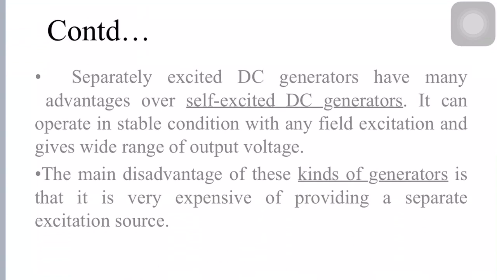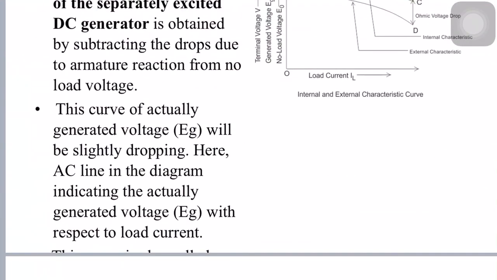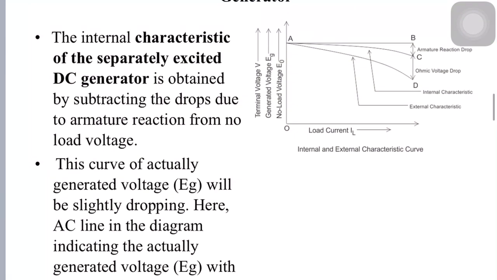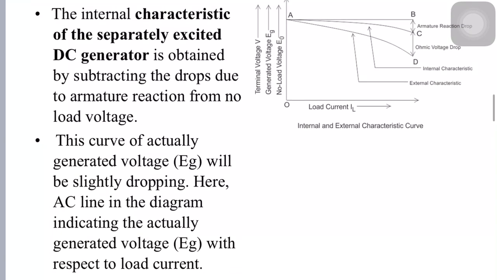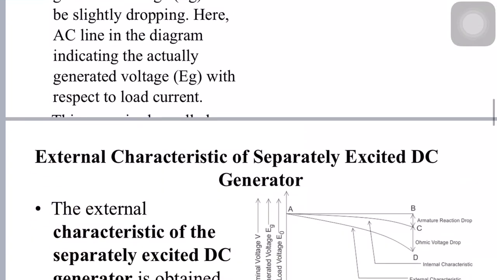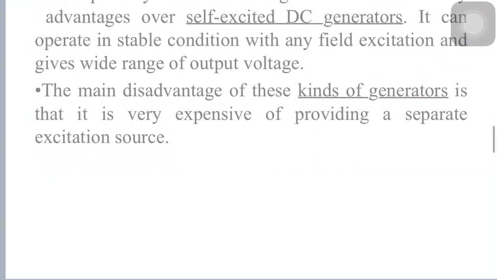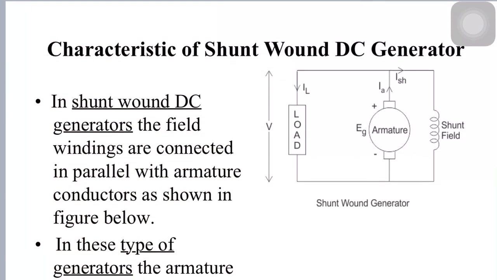So we have seen the separately excited DC generator characteristics. We have studied three characteristics: open circuit characteristics, internal or total characteristics, and the external characteristics of the separately excited DC generator. Next, we will see the characteristics of the shunt wound DC generator.